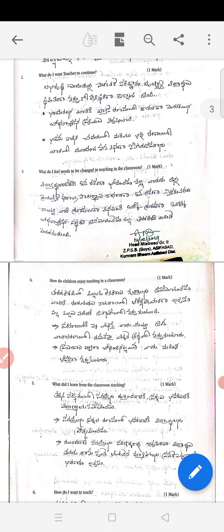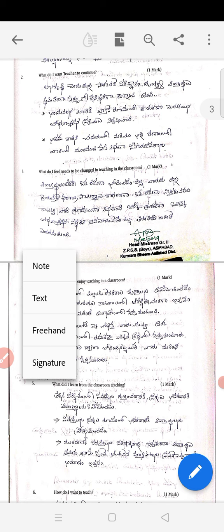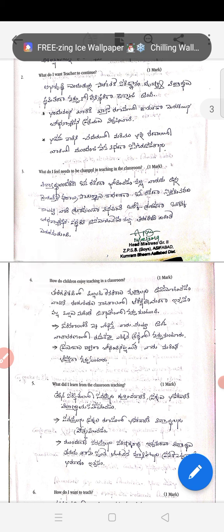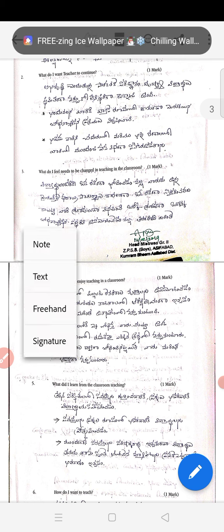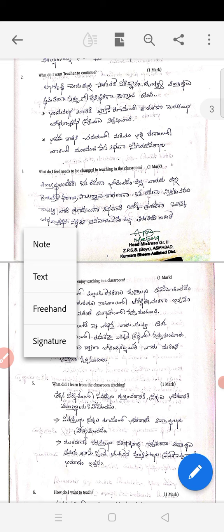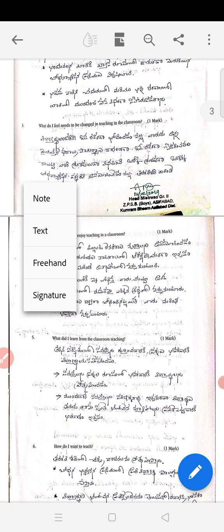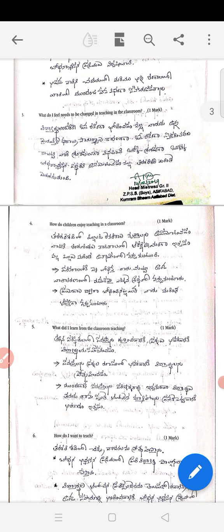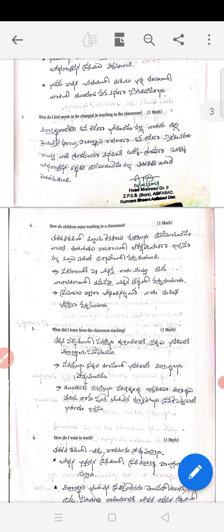Next, what do I want the teacher to continue? That is, whether the teacher is teaching effectively or not, whether the teacher can continue the way of teaching continuously or not, yes or no. Here it depends upon your experience in the classroom only that you are going to write. If you are getting positive feedback in the classroom, then you write yes, this teacher has to continue teaching effectively, but need to bring some changes in the way of teaching.